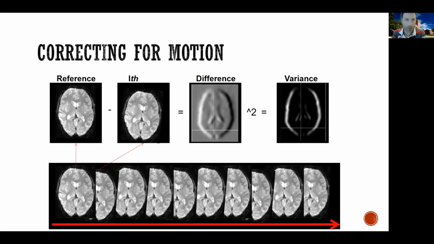How do you know when it matches as well as possible? Because you have as little white as possible. And you do this for every single volume, which means you're essentially rotating and translating each volume back to fit as well as possible the same reference volume. This is how we do motion correction.